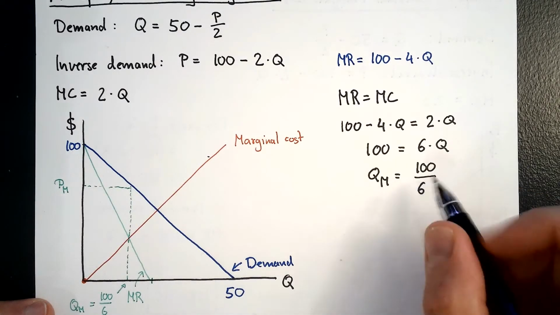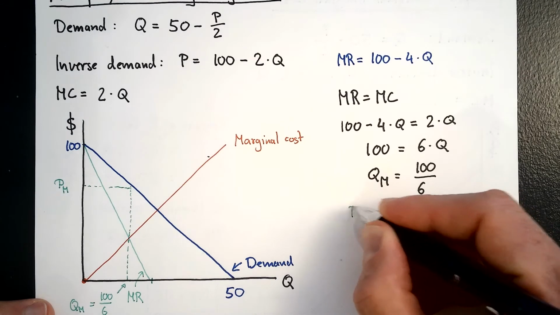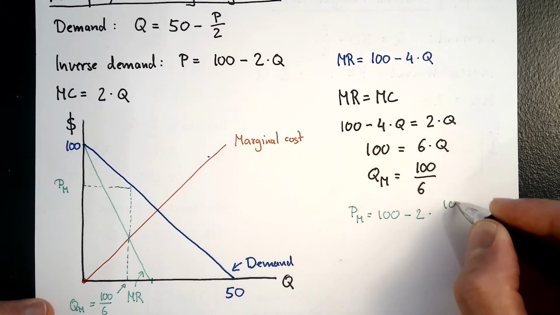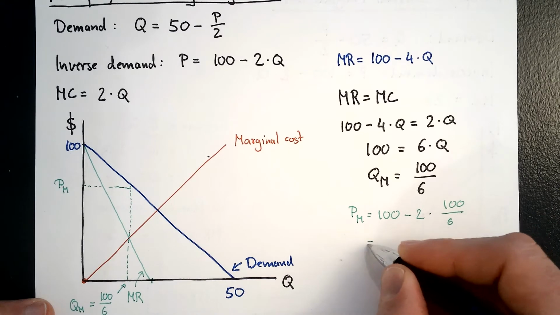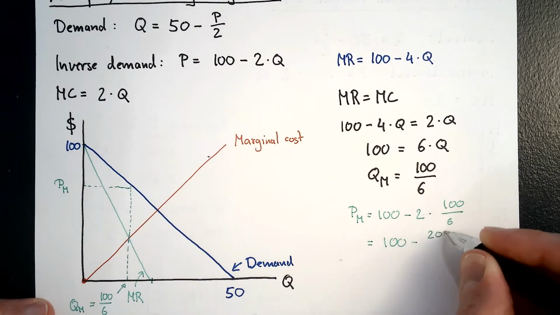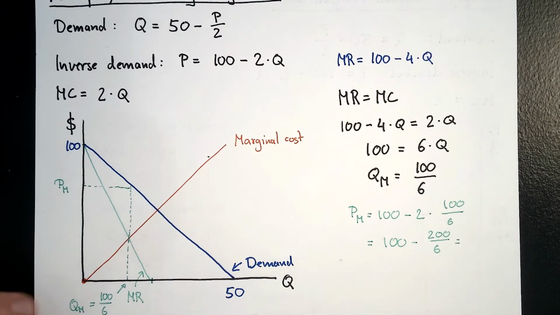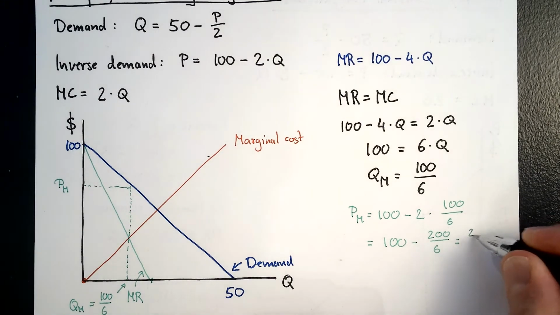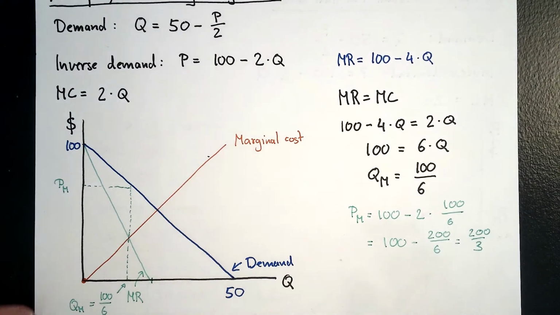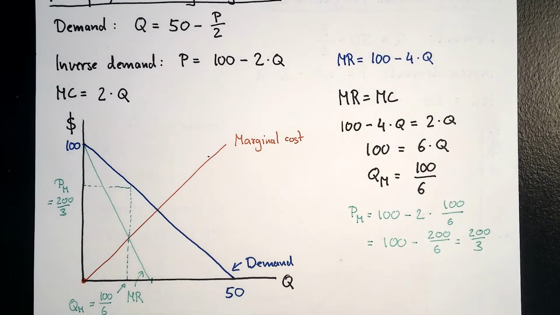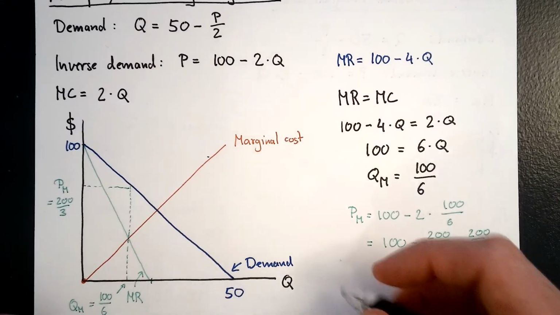We plug the quantity into the inverse demand function, and this gives us 100 minus 2 times 100 over 6, and hence we have 100 minus 200 over 6, which is equal to 200 over 3. So we have this quantity here, or the price.